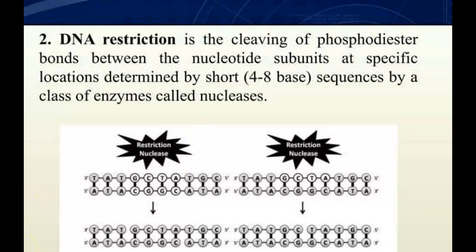The second well-organized function is DNA restriction, that is basically the cleaving of phosphodiester bonds between the nucleotide subunits, and that always occurs at a specific location by a short 4 to 8 base sequence by a class of enzymes which are known as nucleases. If you have some restriction nucleases, they will cut only at the specific site. And the same, if there is nicking then that always occurs at the same position.